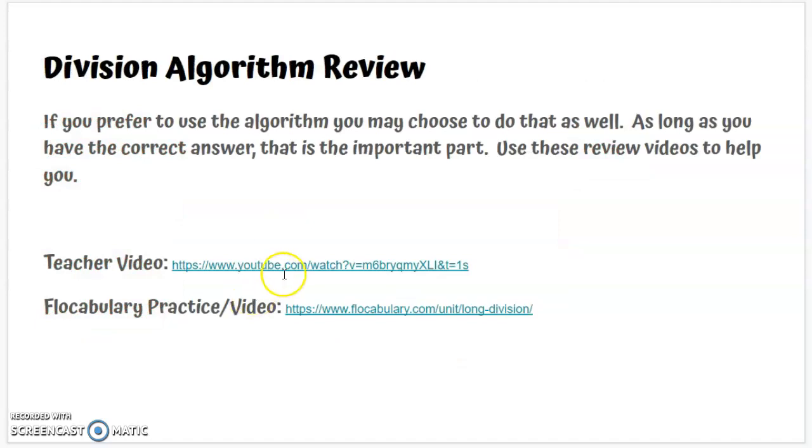Now, this is a review. This is 11.3. It's the lesson we did in class. It's about 10 minutes if you want to use the division algorithm. If you would rather use the algorithm instead of doing the partial quotients, that's fine. That's up to you. You can also go to vocabulary and watch the video for the division algorithm there as well. The next 2 weeks, I believe, we will be going over the algorithm again.